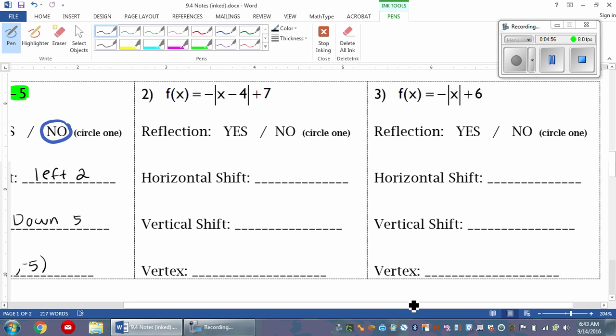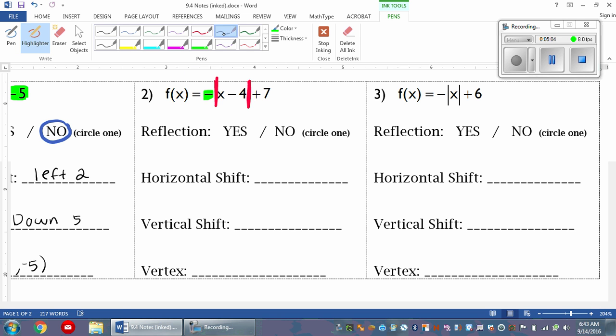All right, number 2. Again, you see absolute value bars, so you know the shape of the graph is going to be a V. But before those absolute value bars, you see a negative. So is there a reflection? Yes, that means it's going to open downward. The horizontal shift number is always inside those absolute value bars. This one's opposite, so minus 4 means right 4.